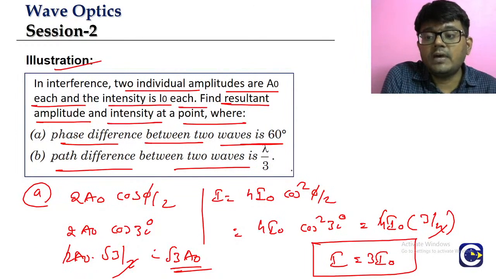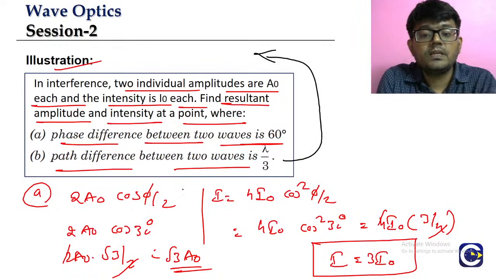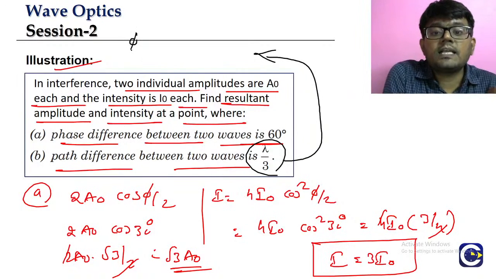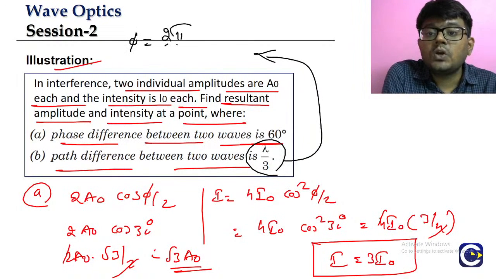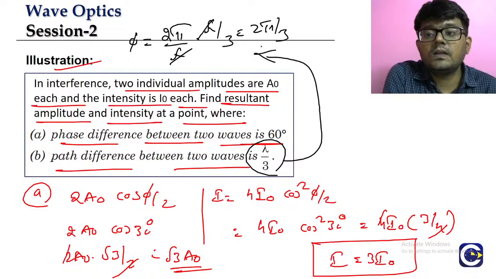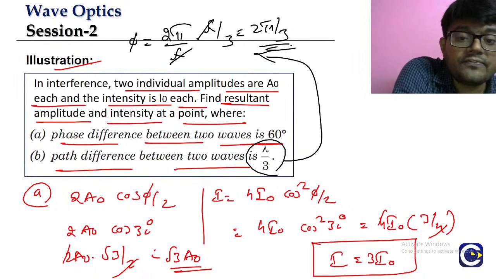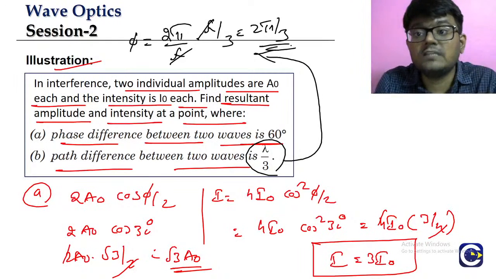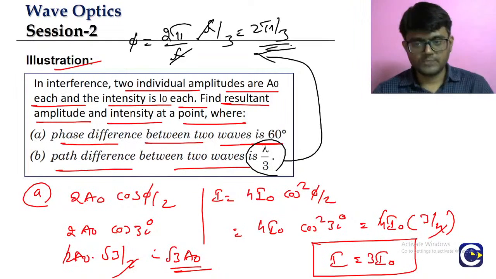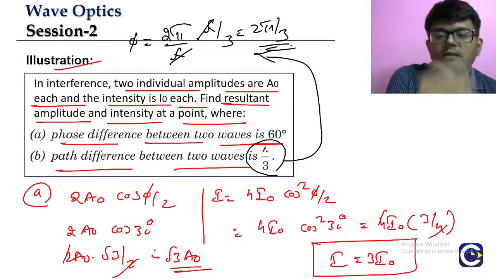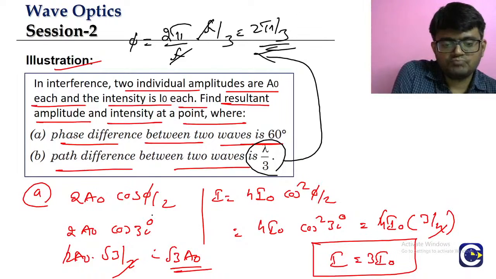So look at the B. I'll just give you a hint and wait for some time. Here they are giving us the path difference lambda by 3. Means the corresponding phase difference is 2 pi by lambda into path difference. Correct? So if the path difference is lambda by 3, what will be the corresponding phase difference? 2 pi by 3. That is 120. 2 pi by 3 means 120 only, right? That will be our case B.